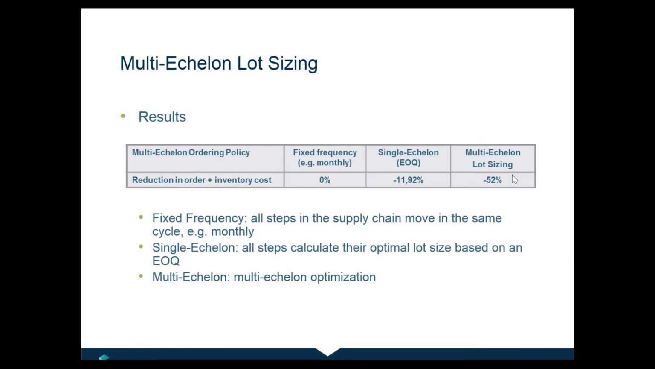If we apply the multi-echelon lot sizing as we just described, we can halve the ordering and inventory cost. So we can significantly reduce the changeover cost, which frees up capacity, and at the same time we can lower the inventory, the cycle stock in the network. Right? So that's a second big opportunity we see in multi-echelon inventory optimization.